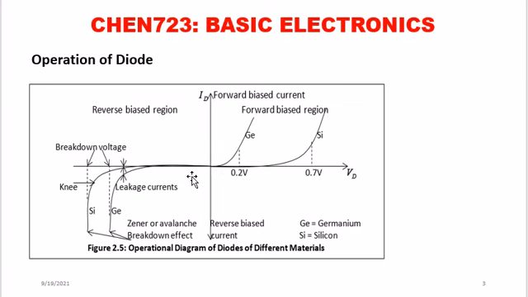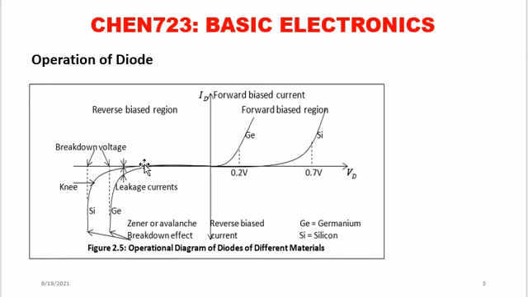So for germanium, you need only 0.2 volt as your cut-in or turn-on voltage. But for silicon, you have to supply around 0.7 before it starts increasing exponentially. But in the reverse direction, we have said whenever we reverse bias it, ideally we're supposed to have no current flowing. So that's why you're seeing, for all this long distance, the curves are along the zero line.